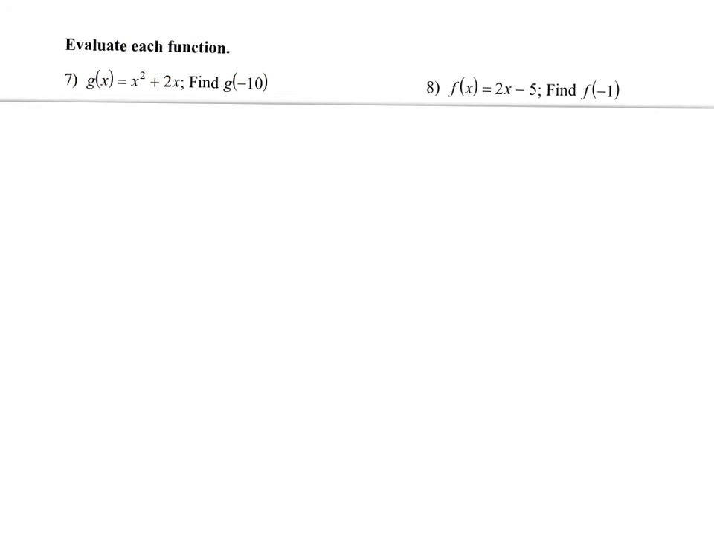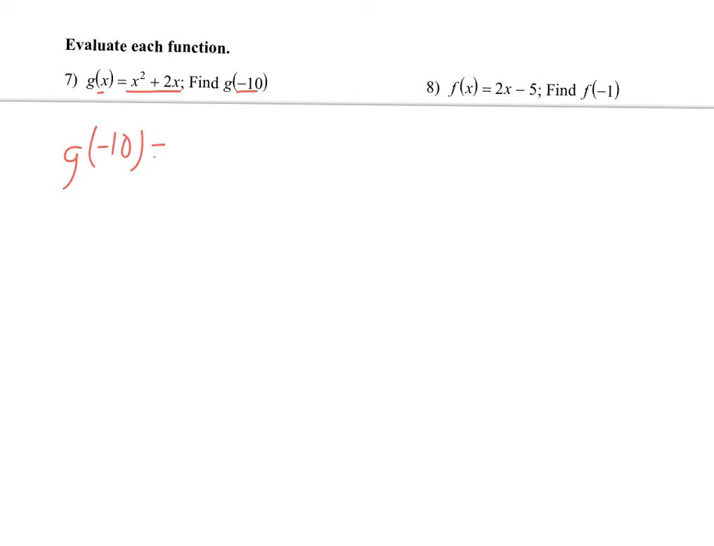All right, next up what we're going to do is something called evaluating the function. So it gives us a function here. It says g of x equals x squared plus 2x. That's kind of our rule. And then it asks for g of negative 10. So what's happened here is they've replaced this x with negative 10.